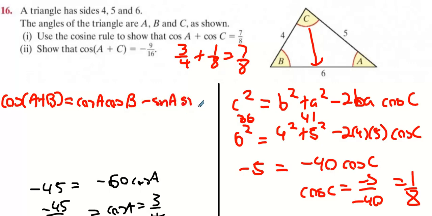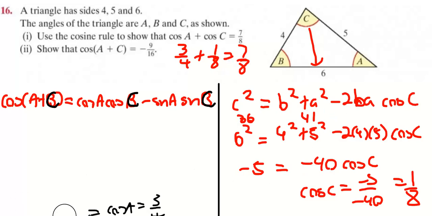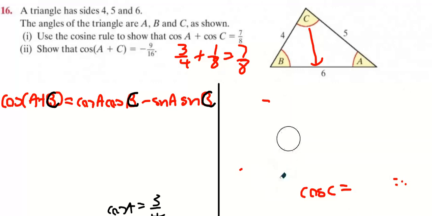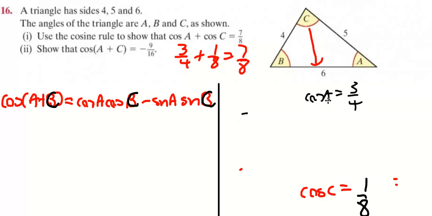It's cos A cos B minus sine A sine B. Now, I haven't got a B. Anywhere I see the B's, I'm going to put C. Is that all right? Another issue. I know what cos A and I know what cos C are. I know that cos A is 3/4, and I know that cos C is 1/8. What's my problem though? I don't know what sine A and sine C are, so that's an issue. So we've got to fix that. So here's what I'm thinking.